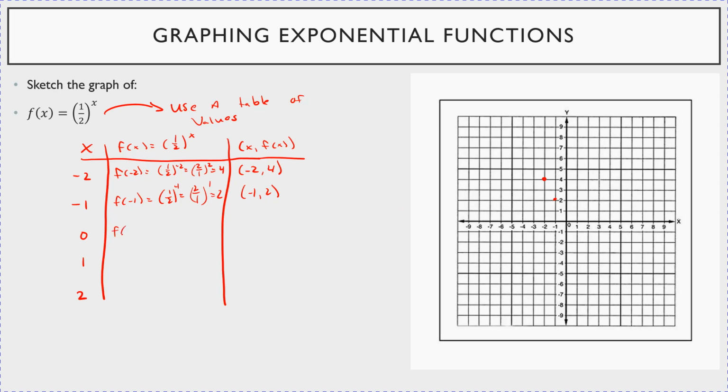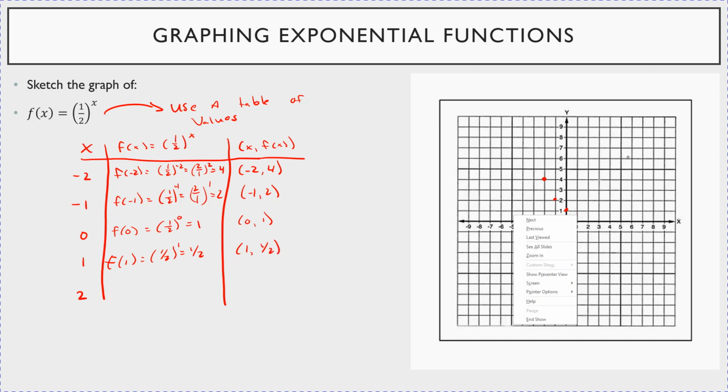f of 0, well, anything to the 0 power is 1. f of 1, well, what's 1/2 to the first power? That's just 1/2. And then f of 2, well, what's 1/2 squared? That's just 1/4.